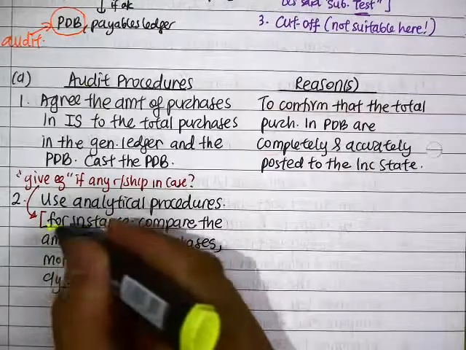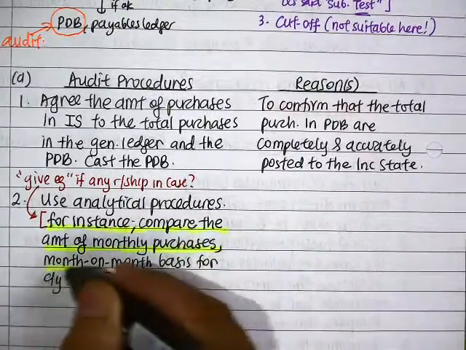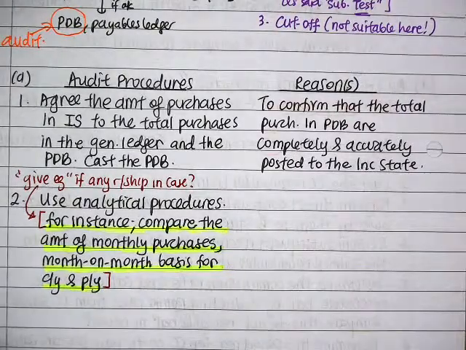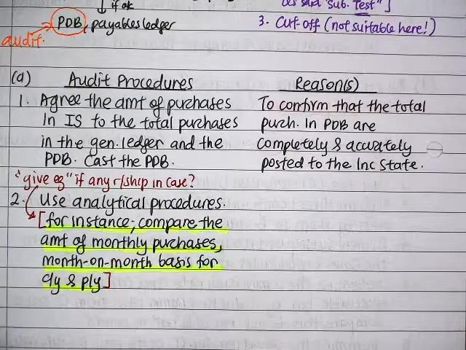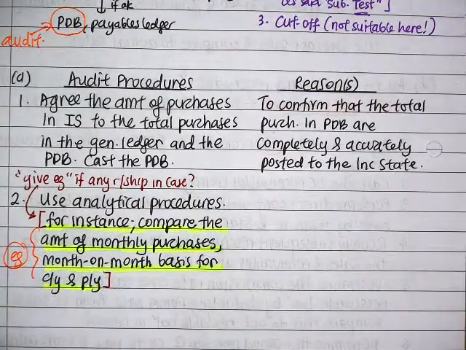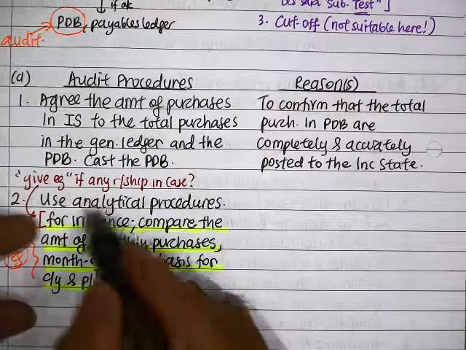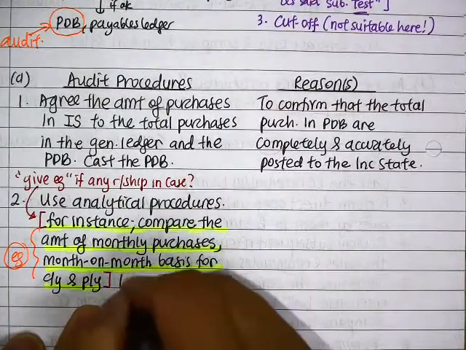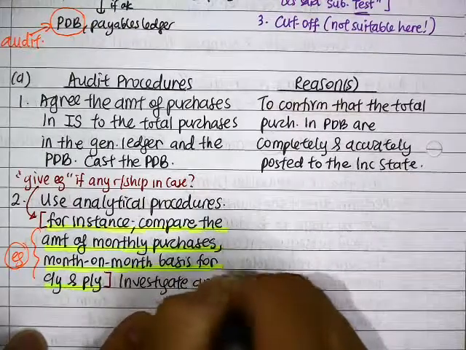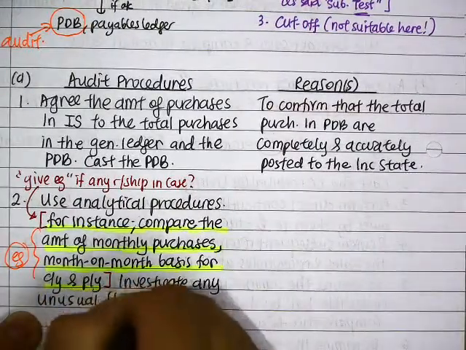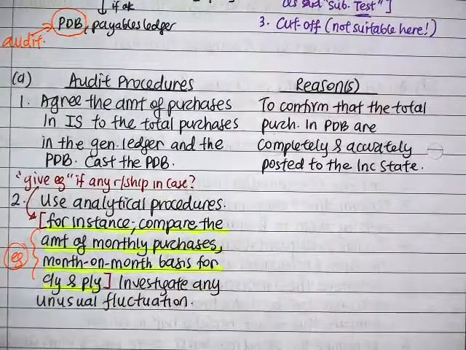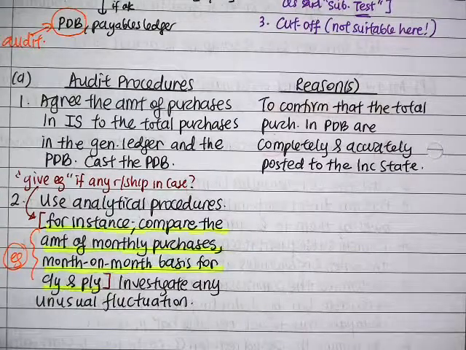Follow? Now, whatever we write here is example. Understand? What I give here is example. You can write anything. Okay, you don't write compare purchases on a monthly basis also. Okay, you can say calculate the gross profit margin, all right, to see if there's any fluctuation in the margin, which may also indicate that purchases is misstated. Follow? Now, so you can just give any example to replace with this one, and after that you continue again. Then you say investigate any unusual fluctuation. Now that's another answer.